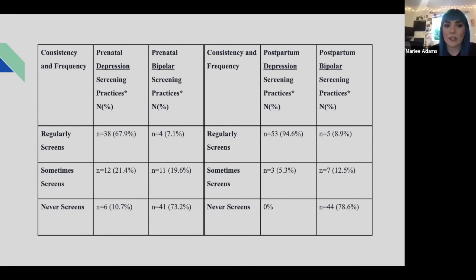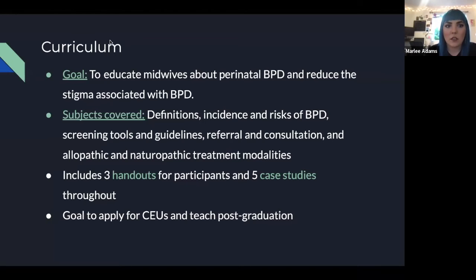That is a really big difference and a really easy gap we can address just by administering one extra screening tool. It only takes a couple minutes. So based on the survey results and my literature review, I created a curriculum to educate midwives about perinatal bipolar disorder and reduce the stigma associated with bipolar disorder.